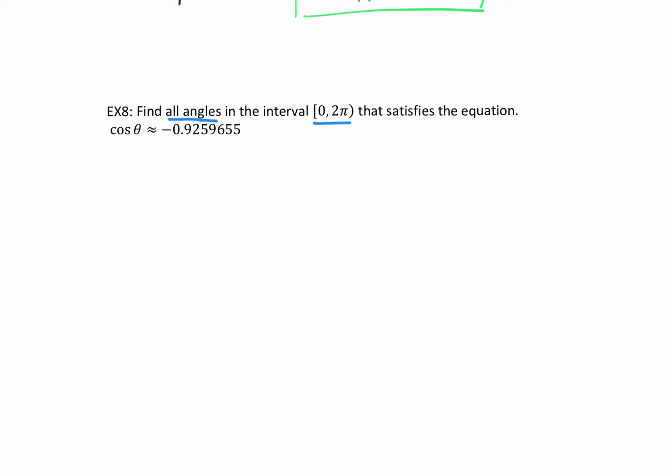This is cosine. Cosine is negative 0.925965. So since it's negative, cosine is negative in quadrant 2 and in quadrant 3. So that tells me I'm going to get two angles. One of them will be in quadrant 2. The other will be in quadrant 3. Just do a little sketch here. I don't really know where I'm going to sketch the angle, so I'm just going to sketch two random angles.